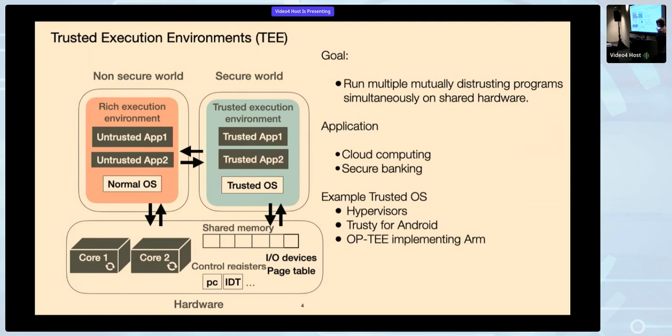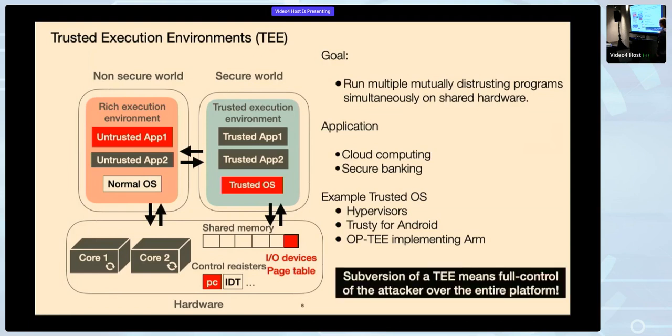Okay, so let's say that there is a bug in the trusted operating system, or an attacker can get access to it. Because it's a high privileged world, they can easily access the shared memory. They can easily access input-output devices, maybe control registers, and via that they can also access the non-secure world. So basically, any subversion of a TEE means full control of the attacker over the entire platform.